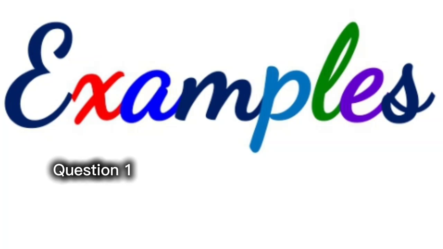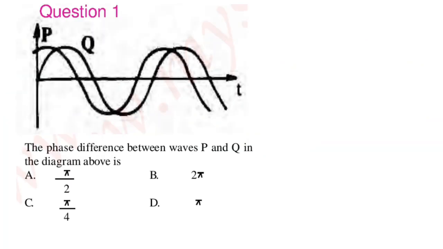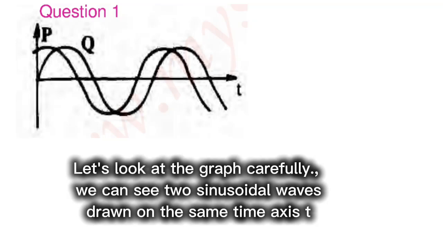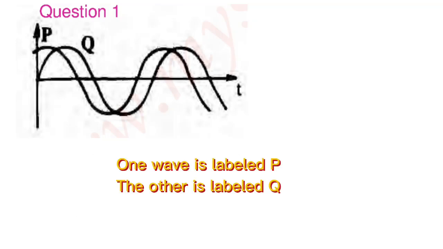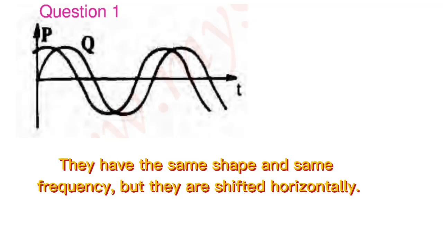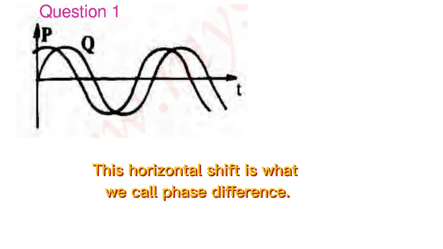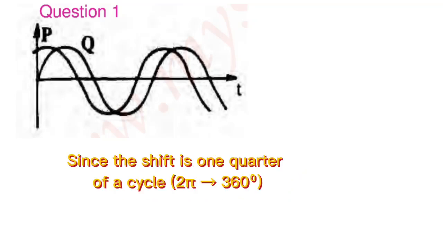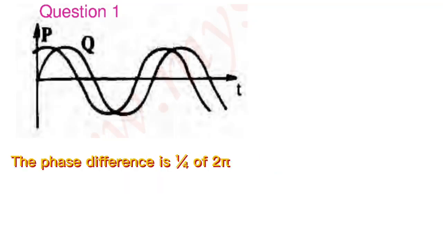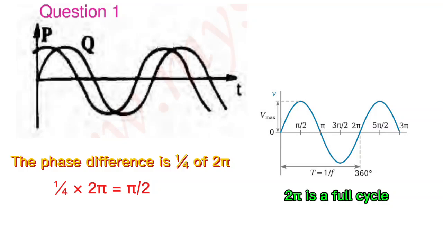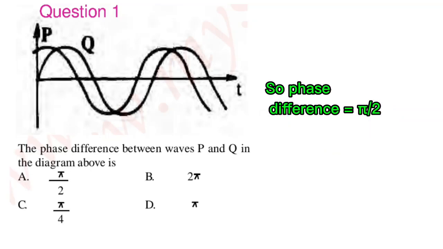Examples. Question 1. The phase difference between wave P and Q in the diagram above is... Let's look at the graph carefully. We can see two sinusoidal waves drawn on the same time axis t. One wave is labeled P and the other is labeled Q. They have the same shape and same frequency, but they are shifted horizontally. This horizontal shift is what we call phase difference. Since the shift is 1/4 of a circle, the phase difference is 1/4 of 2 pi. 2 pi is a full circle, so the phase difference will be equal to pi over 2.